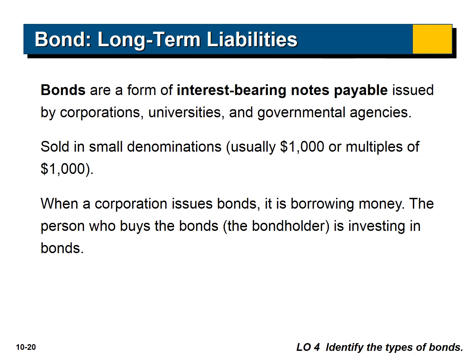Bonds. Bonds are a form of interest-bearing notes payable issued by corporations, universities, governmental agencies, nonprofits, all different kinds of organizations, but they are a form of notes payable. They're sold in small denominations, usually around $1,000. And when a corporation issues the bonds, it's actually borrowing money. It's just like a note payable. The person who buys the bond is called the bondholder. They're investing in bonds, another way of saying that they are loaning money to the company.